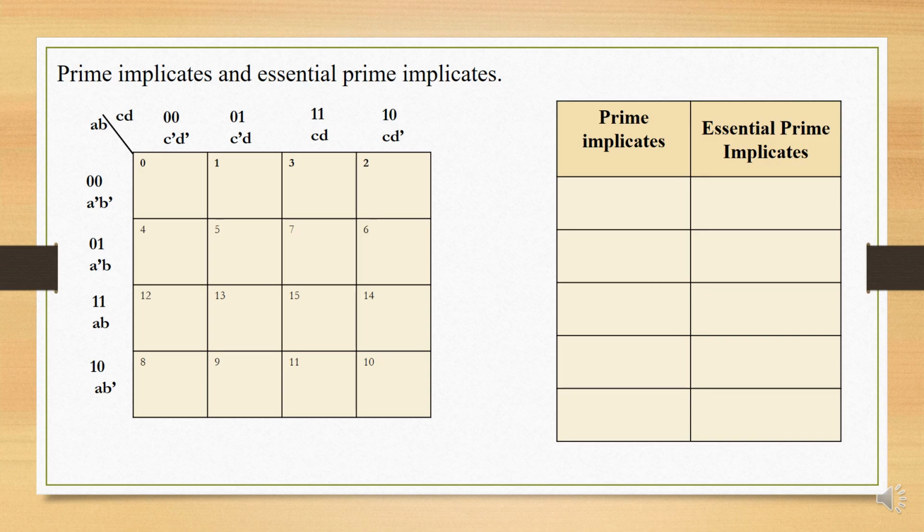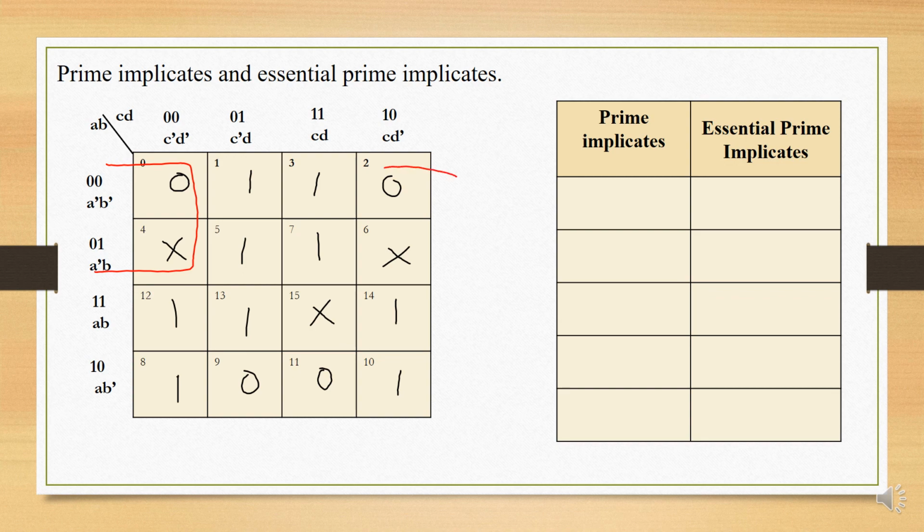So let's plot the K-map again. So this will be 0, 1, 0, 1, don't care, 1, don't care, 1, 1, 0, 1, 0, 1, 1, 1, don't care. In order to obtain the prime implicates and essential prime implicates, we need to group for logic zeros. So let's form the grouping. Octet is not possible here. So let's go for a quad.